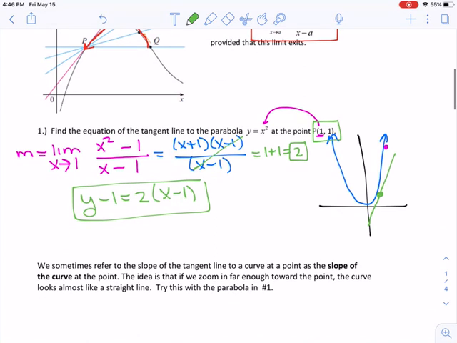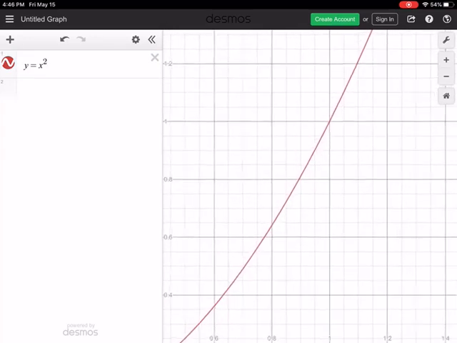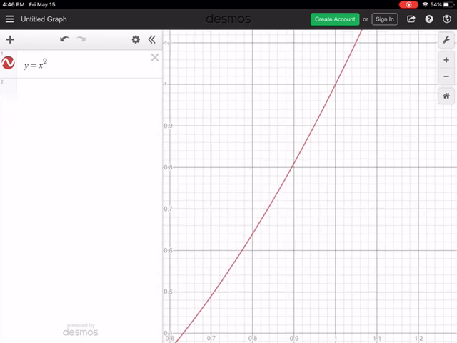We sometimes refer to the slope of a tangent line to a curve at a point as the slope of the curve. Our derivative is going to have many different definitions. So we can find the slope of this tangent line, which is also the slope of the curve at that point. The idea is that if we zoom in far enough toward the point, the curve will almost look like a straight line. So let's take a look at this in Desmos. If I take a look at the point 1, 1, then if I keep zooming in, notice that it keeps getting closer and closer to a straight line.